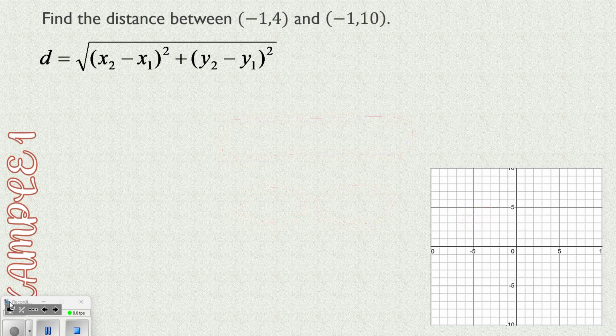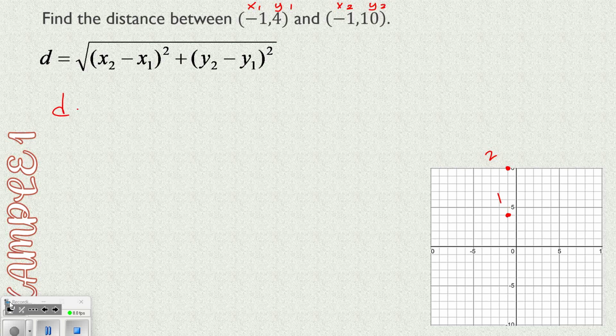So we're going to find the distance between -1, 4 and -1, 10. I'll call this point 1, so this is going to be x1 and y1. And then I'll call this point 2, so this will be x2 and y2, okay? And I'm also going to plot these points. So -1, 4 will be point 1, and -1, 10 will be point 2, all right? Keep in mind, we're trying to find the distance between these 2 points, right? That's what we're trying to find.